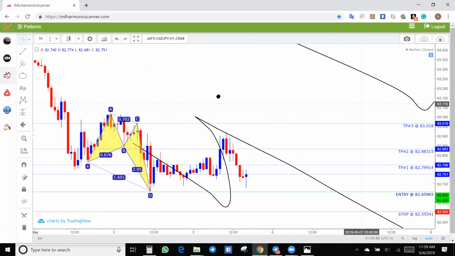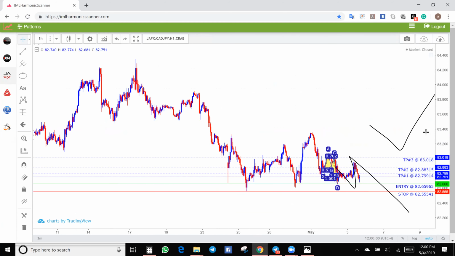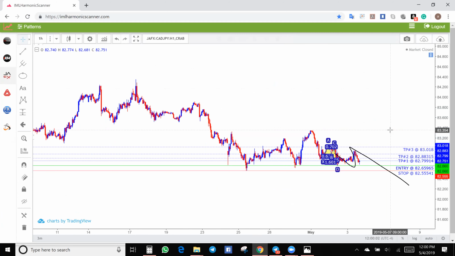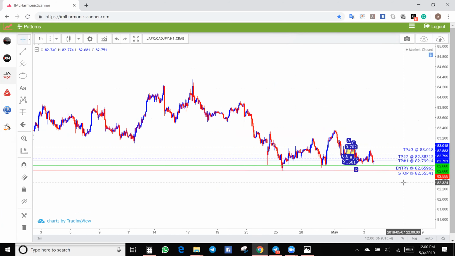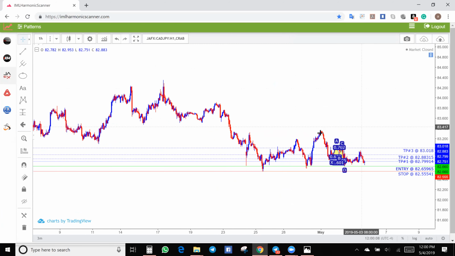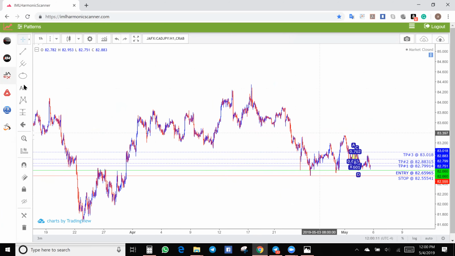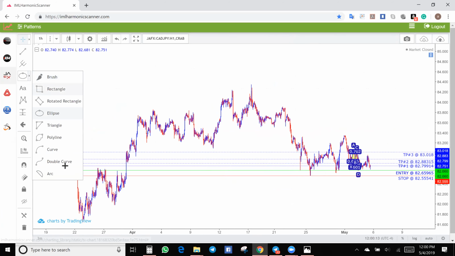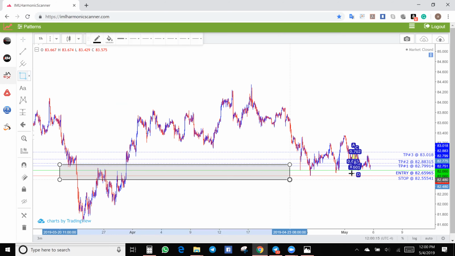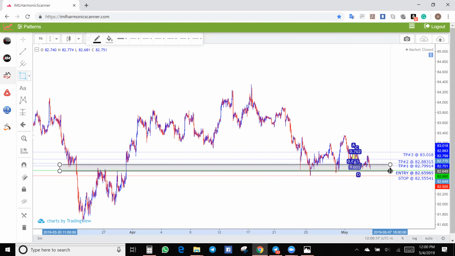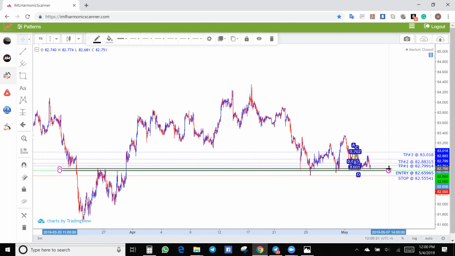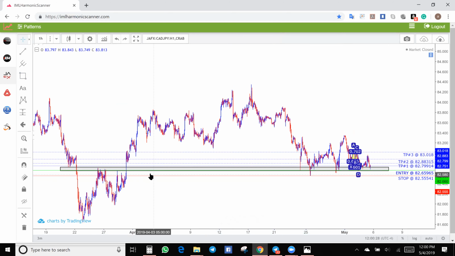What the? Oh, this is what we had before. Okay, cool. CAD-JPY. Let me show you guys how I do this thing in the real world in my time. CAD-JPY. Like this one.